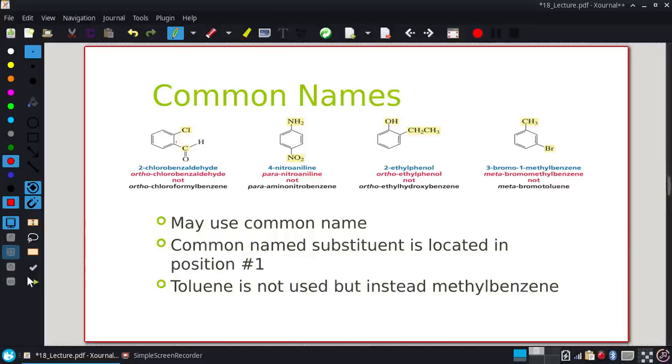Now, odd thing about this, methylbenzene is allowed to be used as a backbone name, and it implies the 1. So while this shows 3-bromo-1-methylbenzene, you also see this called 3-bromomethylbenzene without a number.